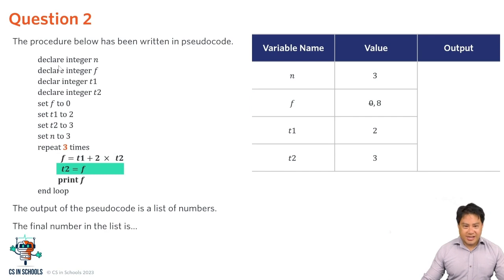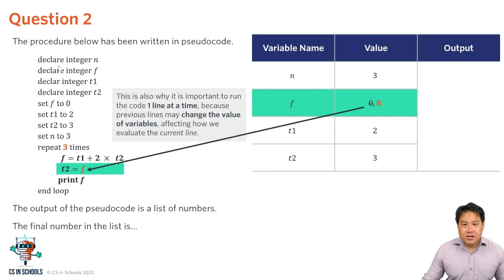We're going to move to the second line. The second line is a simple expression. It's just taking f and assigning that into T2. So this is why it's super important to run the pseudocode one line at a time, because you saw here the previous line changed the value of f. So when we follow it one line at a time, we will know that when we get to the second line, we're going to use the new value. That's why we shouldn't rush when we are processing pseudocode. It's super important to go through it one line at a time.